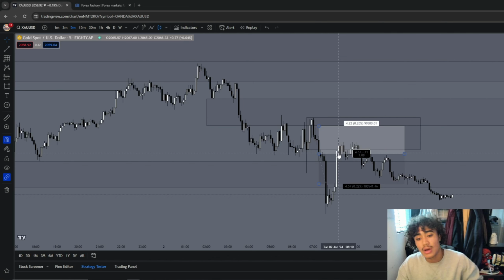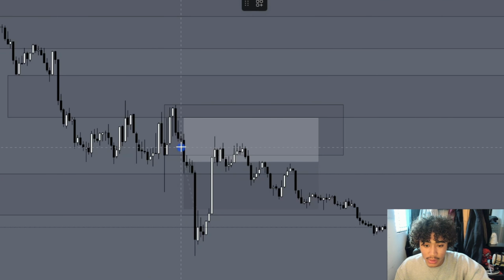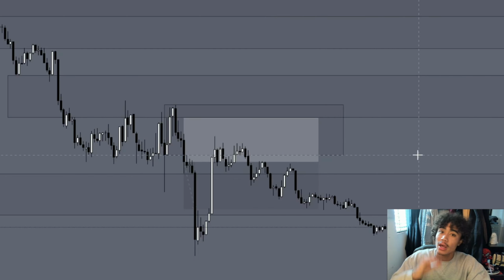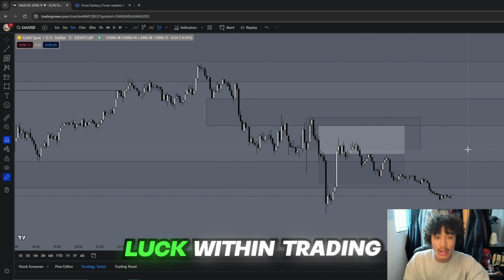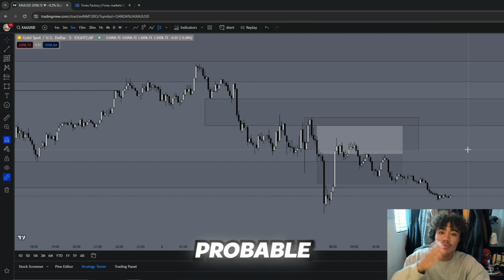If I have this stop loss within the order block, or even at times above the order block, and I have a retracement tool within it, such as a 5-minute fair value gap, as you can see here, if we zoom in, bam, as you can see there, I have extra confluence that, hey, this trade probability may go within my favor. Remember, there's no such thing as luck within trading.